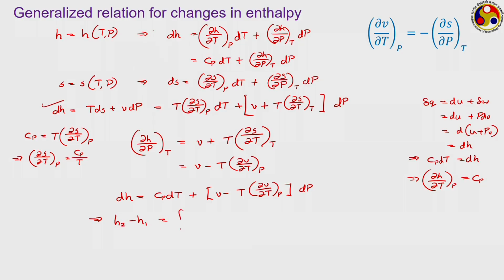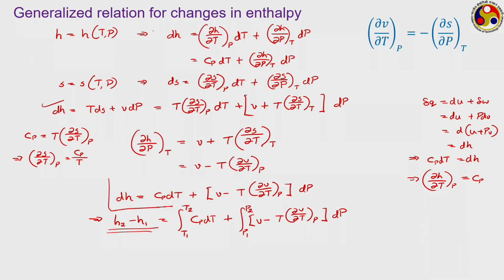or during a particular process the change in specific enthalpy can be represented as H2 minus H1 equal to the integral from T1 to T2 of Cp dT plus the integral from P1 to P2 of [V minus T (∂V/∂T) at P] dP. So, again by knowing the PVT relationship of a substance and from knowledge of how specific heat at constant pressure, that is Cp, varies with temperature, you can easily calculate the changes in enthalpy. So, this is the second relation.